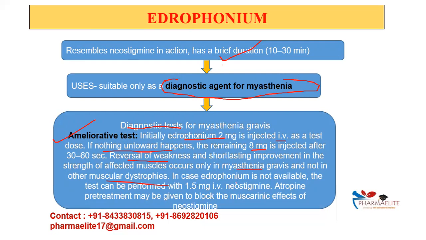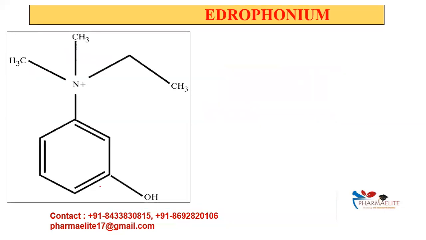Okay, in case Edrophonium is not available, you can also give neostigmine. Atropine pre-treatment is given. If we are giving neostigmine, then atropine pre-treatment is necessary so that we block the muscarinic receptors also. Coming on to the next part, this is the structure of Edrophonium.